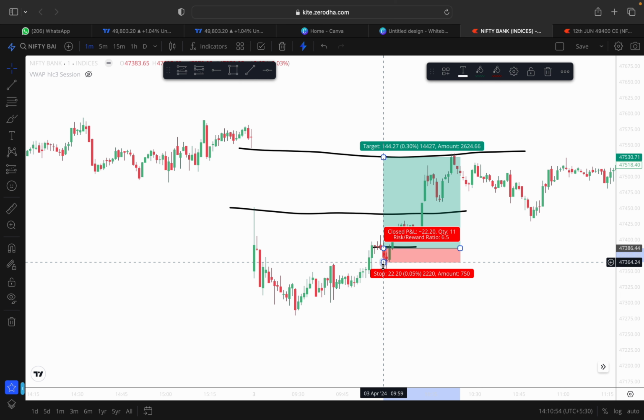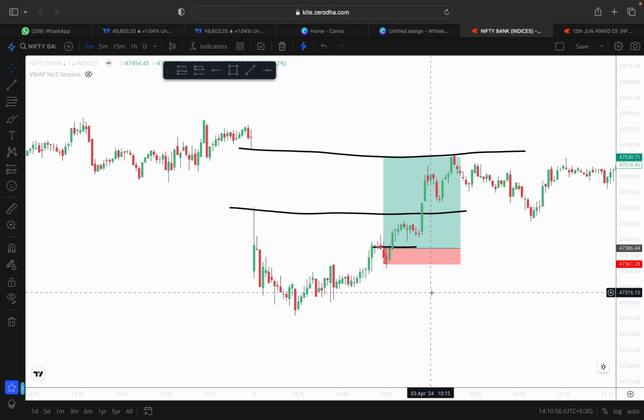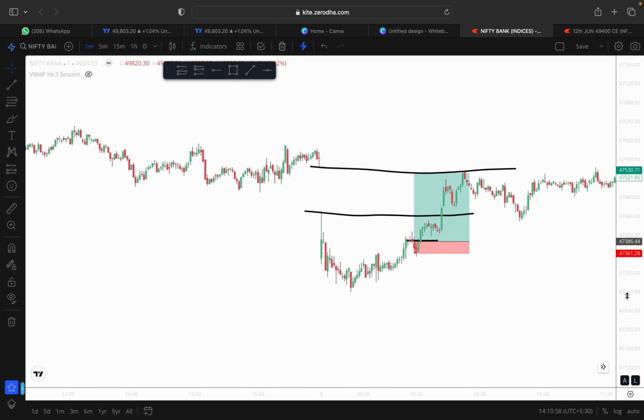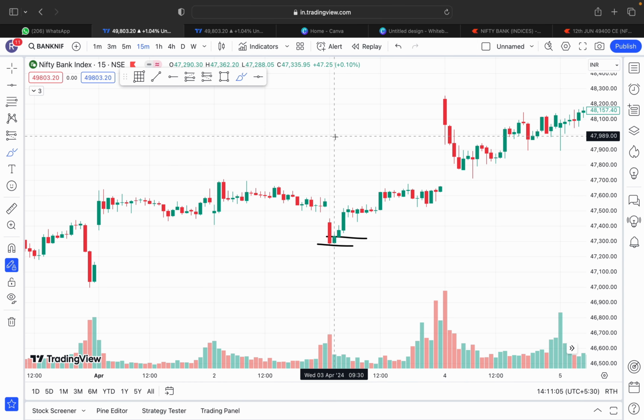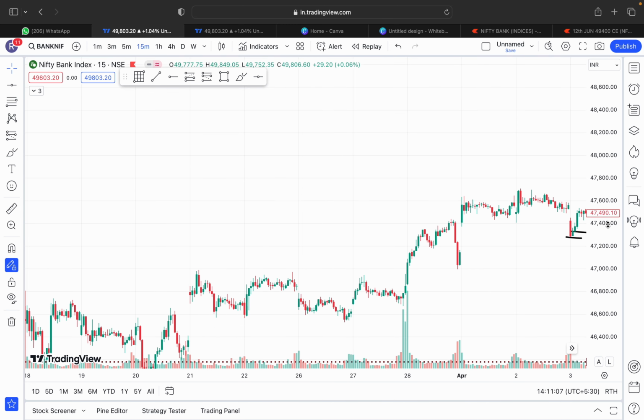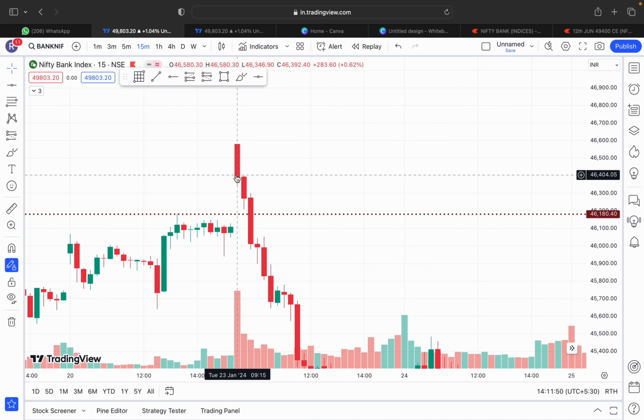And we enter here with a stop loss of 30 points in the premium and a minimum of 100 points of target. So let's finish this with one last example. So what we do here is 23rd of Jan.